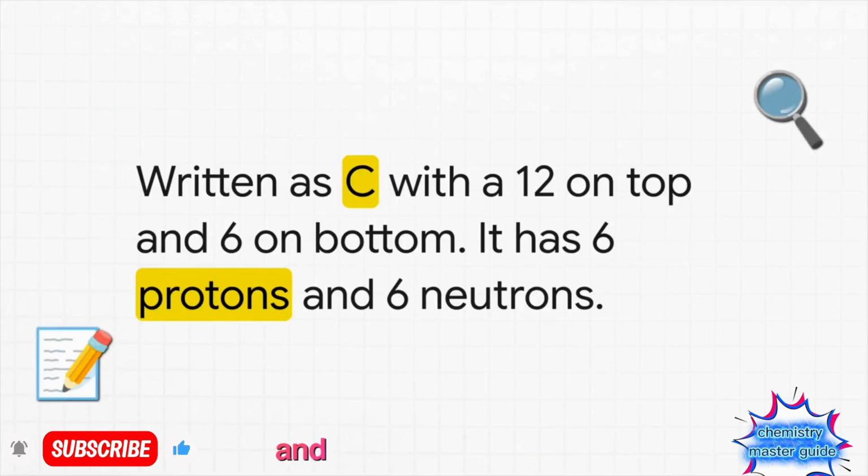Let's put this into practice and look at carbon-12. The big symbol in the middle is C. The bottom number is 6, which tells us it has exactly 6 protons. And just a quick reminder, to remain electrically neutral, that also means it has 6 electrons. The top mass number is 12, so subtracting those 6 protons from the mass of 12 leaves us with exactly 6 neutrons. 6 protons, 6 electrons, 6 neutrons, all perfectly represented right there.